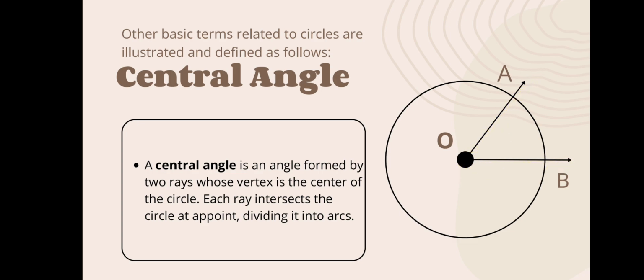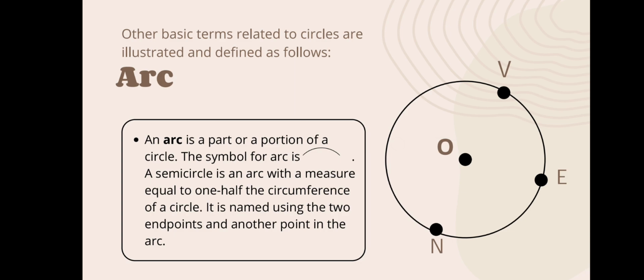And next is arcs. An arc is a part or a portion of a circle. The symbol for an arc is this, like that. A semicircle is an arc with a measure equal to 1/2 the circumference of a circle. It is named using the two endpoints and another point in the arc. So for example, here, a semicircle is an arc with measure equal to 1/2 of the circumference of the circle.